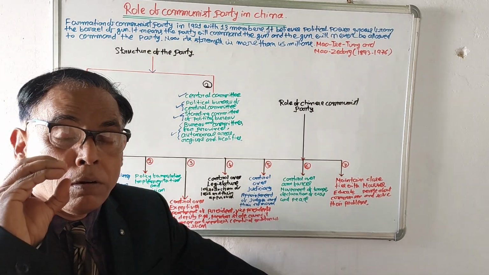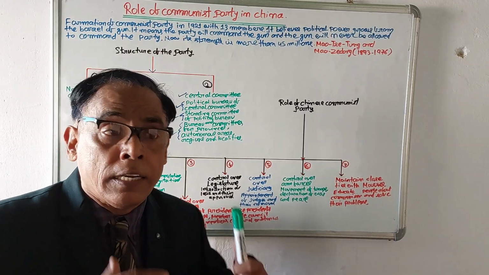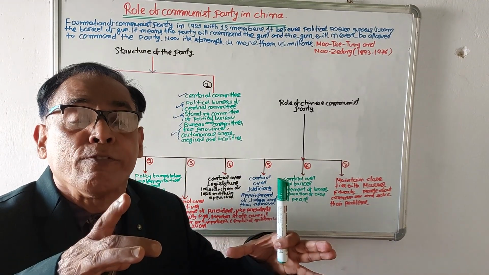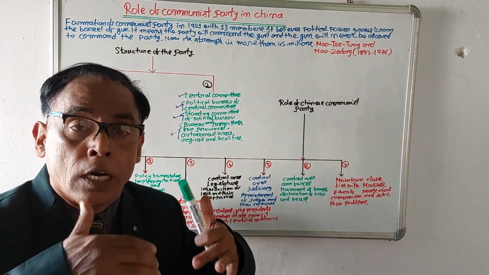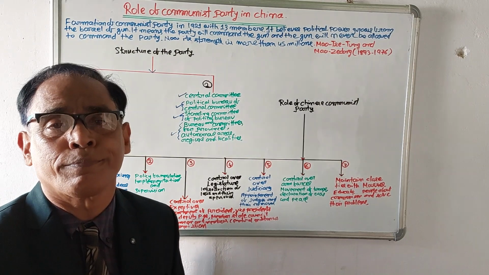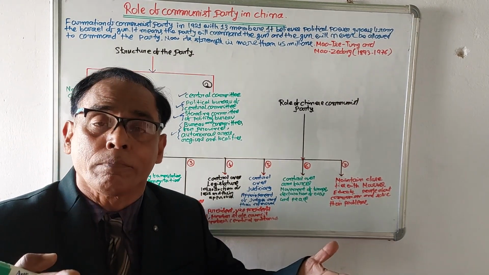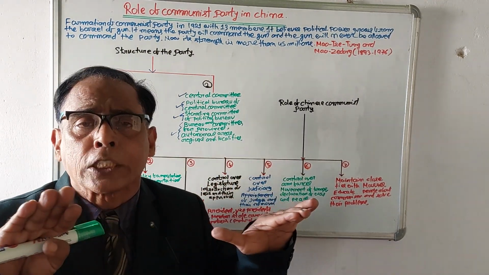Number 6. Control over armed forces, movement of troops, and declaration of war and peace. Another most crucial function of the Chinese Communist Party is that it has total hold over the armed forces. It decides about the movement of troops. It decides when war will have to be declared. And it has a very important role in the declaration of peace.